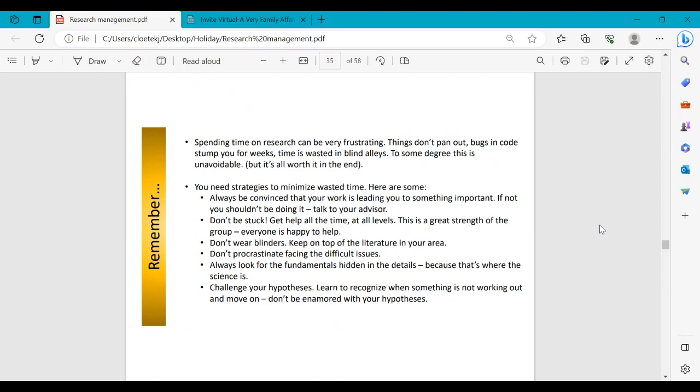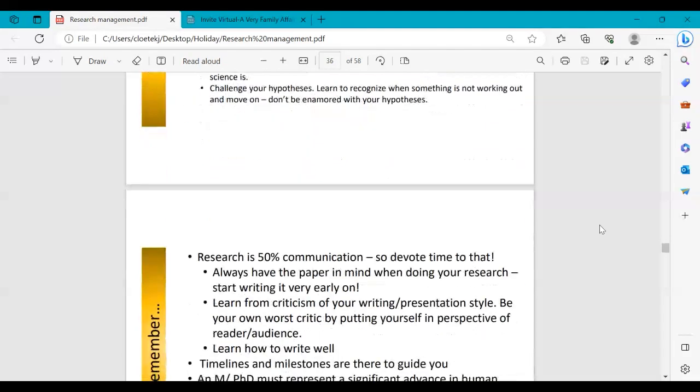Always look for fundamentals hidden in the details. Sometimes science is very complex. A negative result may lead you to something else. So you have to very critically look at your work, okay? Challenge your hypothesis. Learn to recognize when something is not working out and then move on, okay?